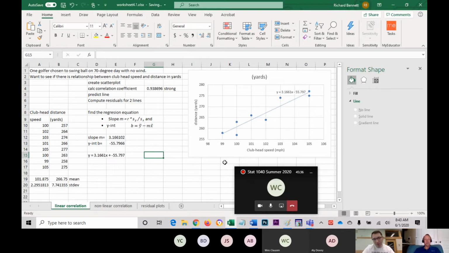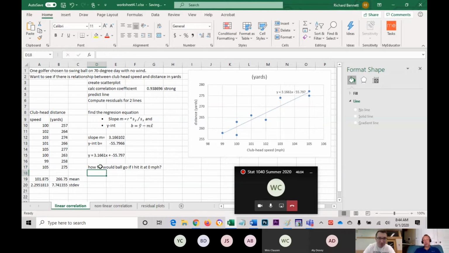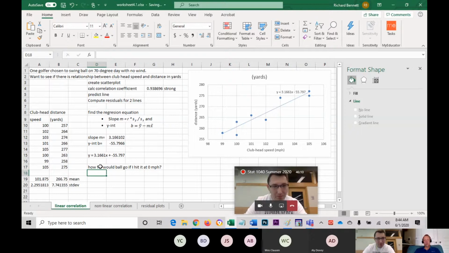Now, the interesting thing is, just for fun, okay? So let's pretend, for example, just to prove to you that you should not go outside the range. How far would a ball go if I hit it at 0 miles per hour? Okay. Now you know how far it would go. It would go 0 yards, right? So basically we're saying don't hit the ball. But according to this equation, how far would it go?